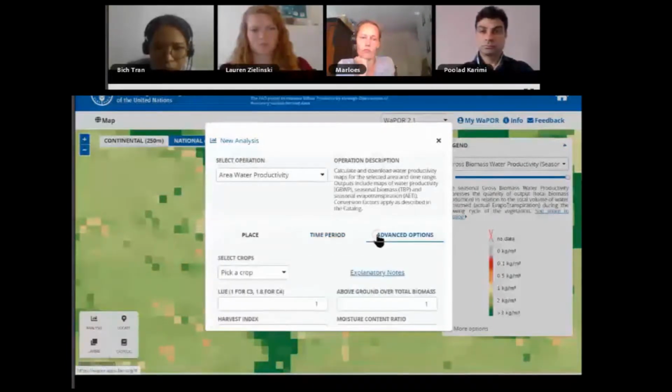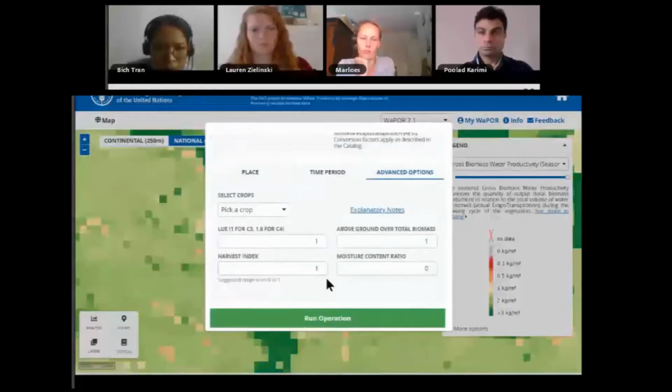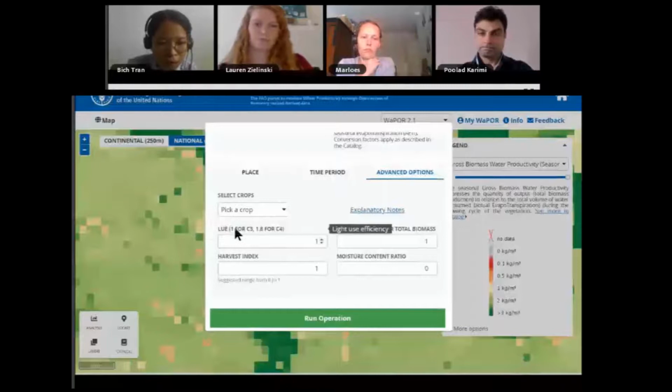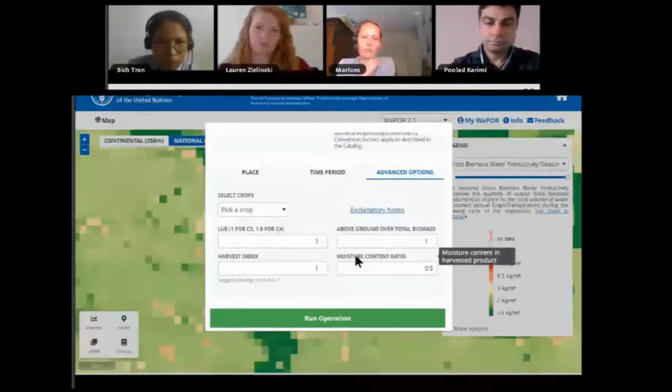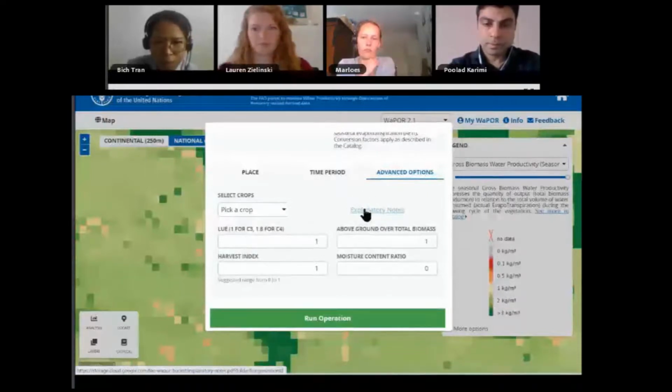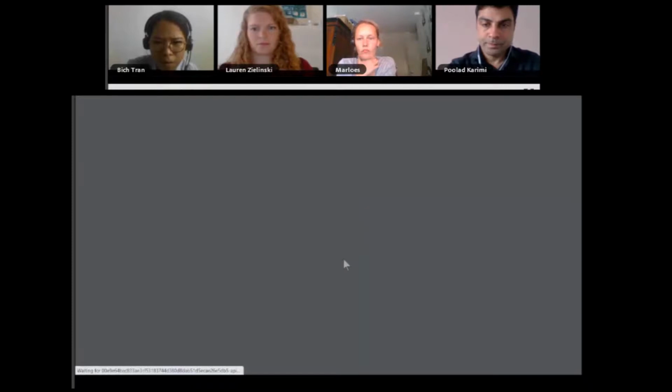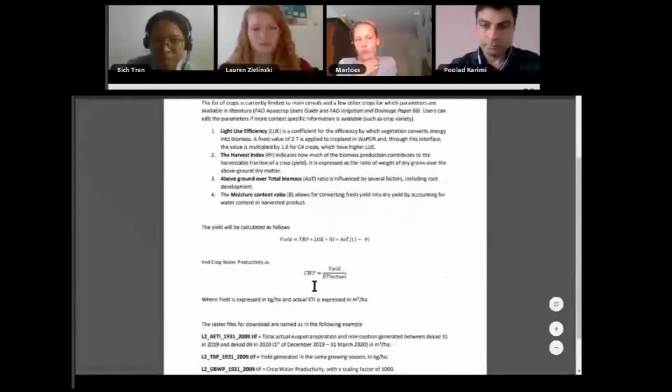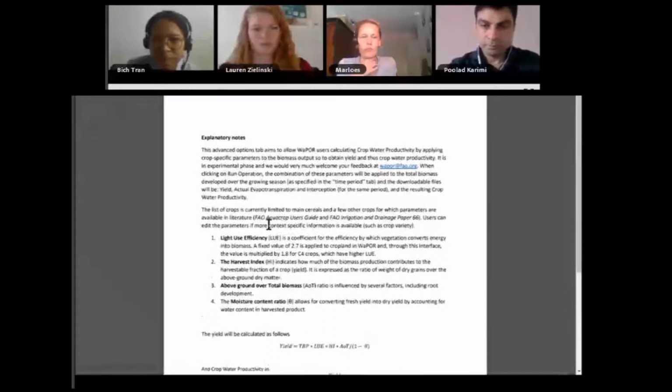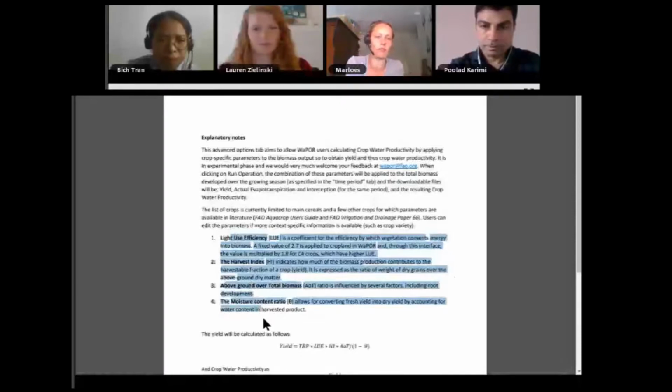Under the Advanced Option tab, you can customize the crop-specific parameters to calculate crop water productivity. These are light use efficiency, LUE, harvest index, above ground over total biomass ratio, and moisture content ratio. You can also refer to the explanatory notes for details of the computation. In these notes, you will find the definitions of these crop parameters and the formulas used to calculate crop yield and water productivity rasters.